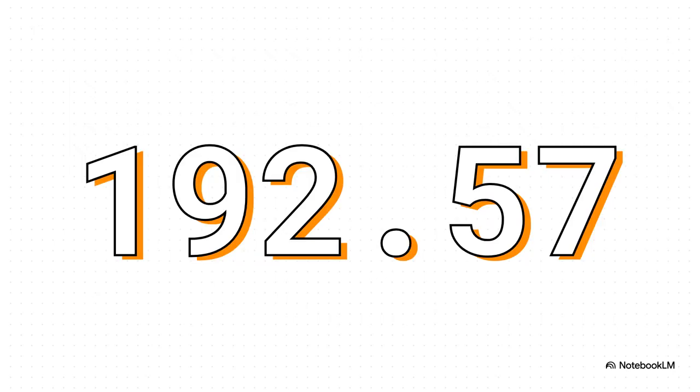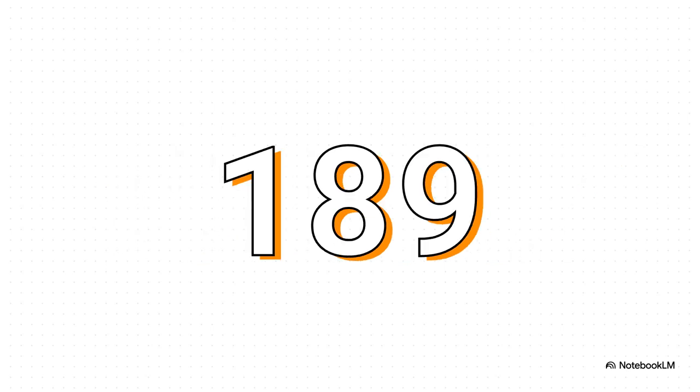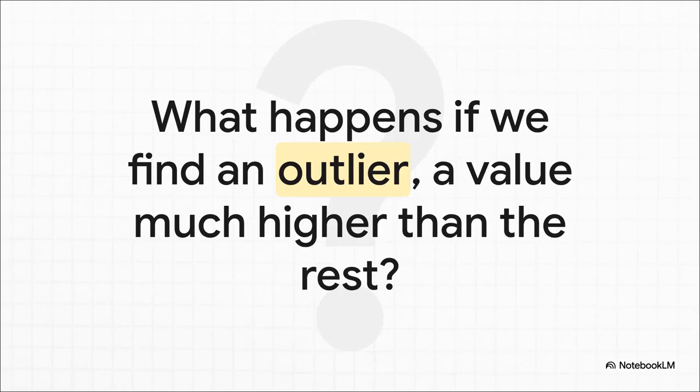For our cyclists, if you do the old school math, add them all up, divide by 14, you get a mean of about 192.57. Seems simple enough. But if we line up all those numbers from smallest to largest and find the exact middle point, we get a median of 189. Pretty close, yeah, but a different story is about to unfold. So as we're scanning the data, one number just leaps off the page, 244. That's way higher than everyone else. We call that an outlier.